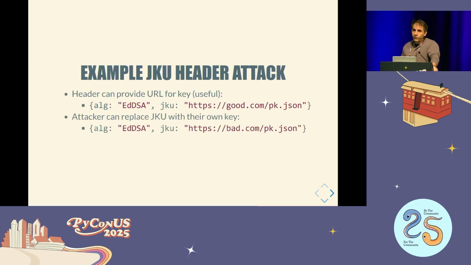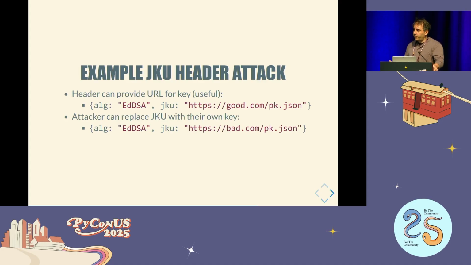Now, if you didn't have a whitelist, what an attacker could do is just replace that JKU and have it point to a public key that they control. So by pointing to a public key at bad.com, they could put in a public key where they have the secret key, and so they can generate a valid signature for some token that they've made up. And then your JWT decode is going to say, you know, the signature matches the payload, everything's great.